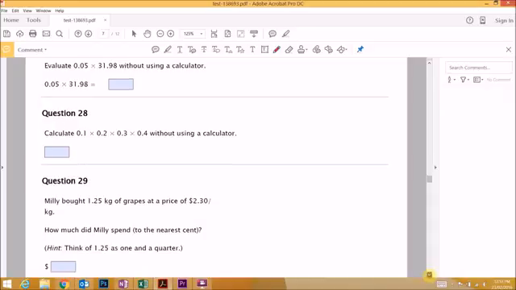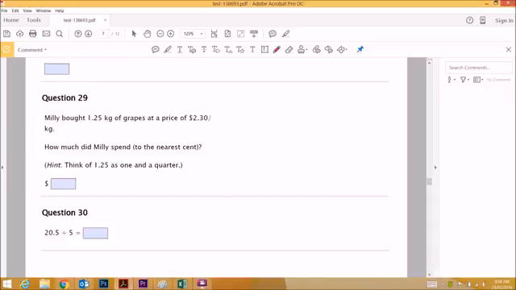Okay, question 29. Millie bought 1.25 kilos of grapes at a price of $2.30. How much did Millie spend to the nearest cent? Okay, so here we can just do our multiplication. Okay, we can take out our decimals and count how many decimal places there are. So 2 there. And that's an interesting one because it has a 0 at the end. We don't count that one. Okay, but we do count the 3.